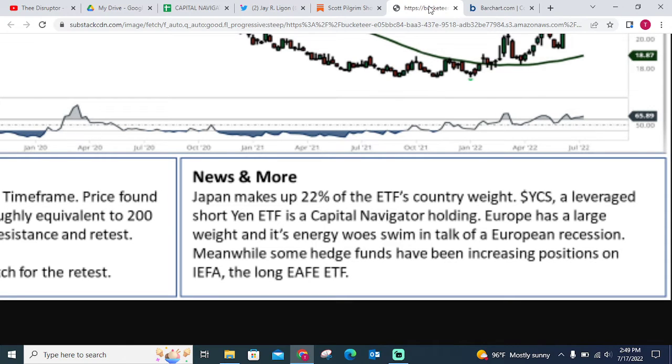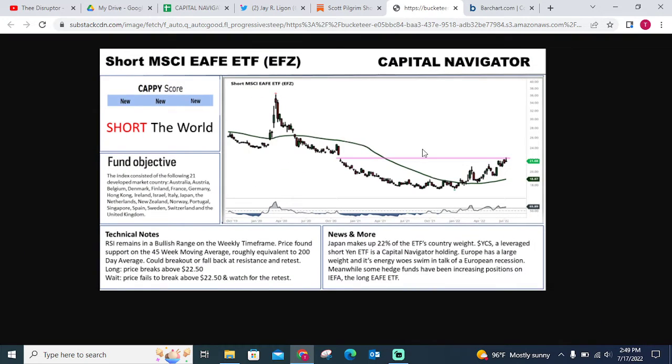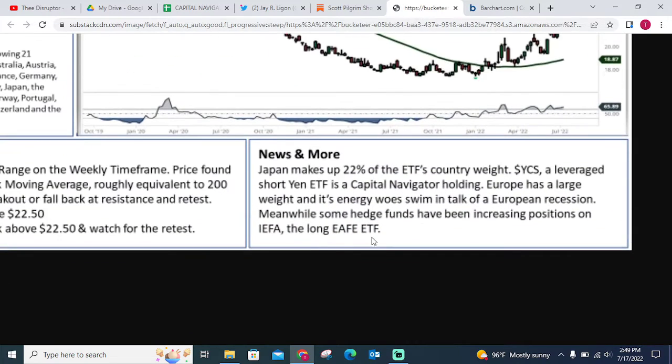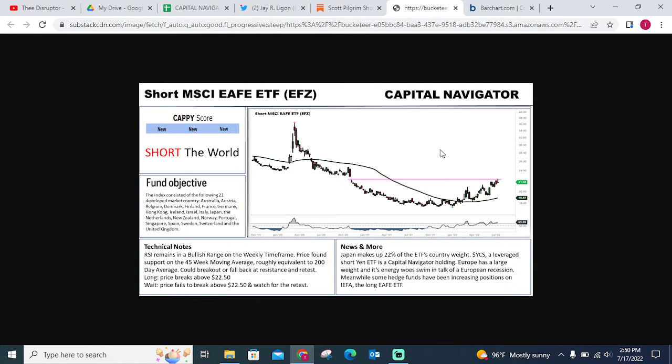But natural gas is certainly looking nicer and nicer right now. But anyway, lot to do there, lot to think of, right? And by the way, if you're wondering what this is the inverse of, it's IEFA. That's a long EAFE chart. So that's kind of where we're at.